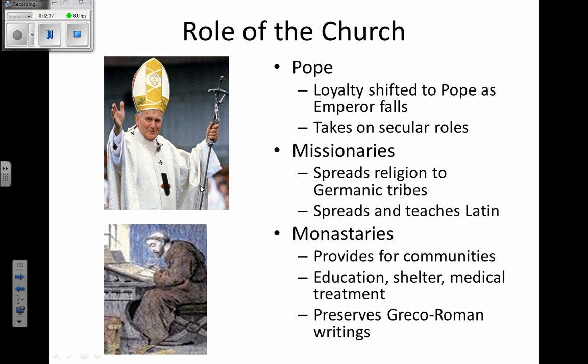Then there's the emergence of monasteries. They provide communities for people. Monasteries also provided people with education, shelter, and medical treatment. And probably the biggest thing that monasteries did during this time was they preserved Greco-Roman writings in their libraries. They had, as you see here, monks handwriting and copying Greco-Roman works. This helps preserve it and continue to bring it throughout history and bring it into modern days.